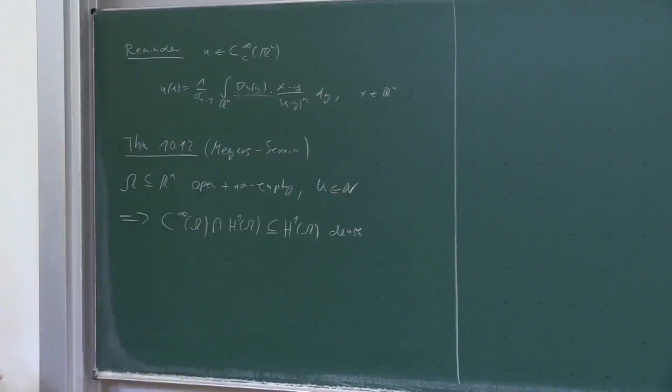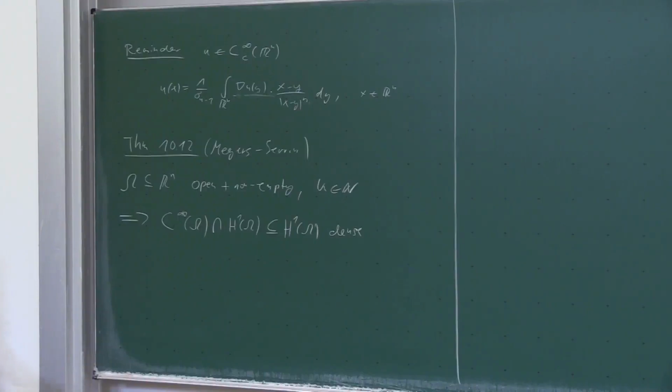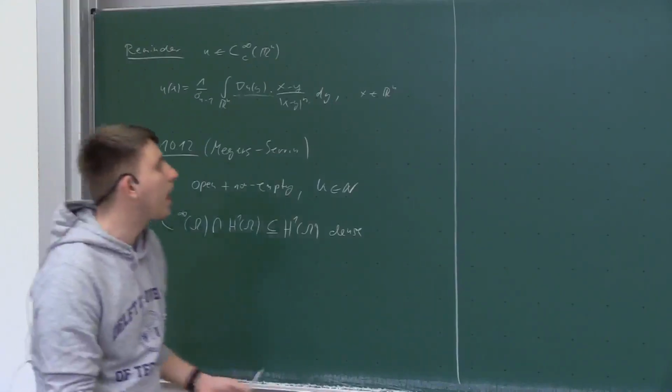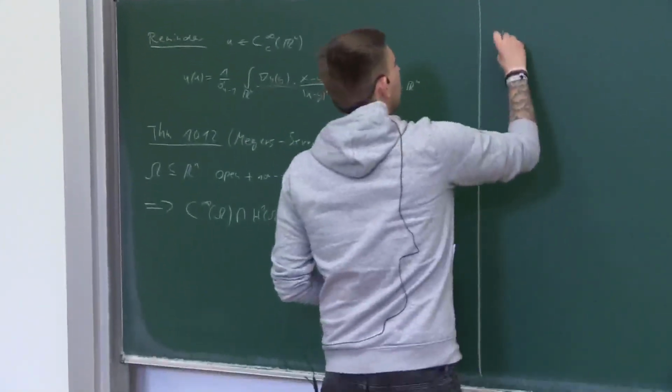And this result is quite surprising, because we have no geometric conditions. I mean, open and non-empty we needed to make sense of H^1, but that's all. There's not really a geometric quality that we throw in. And how can we show this? The proof.